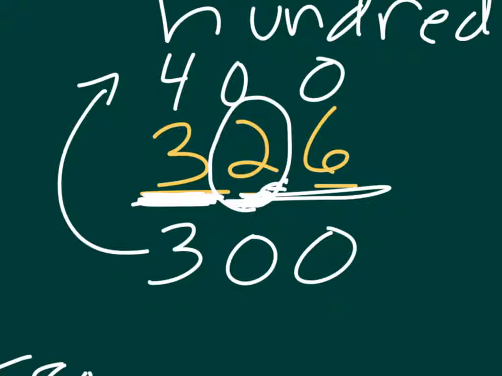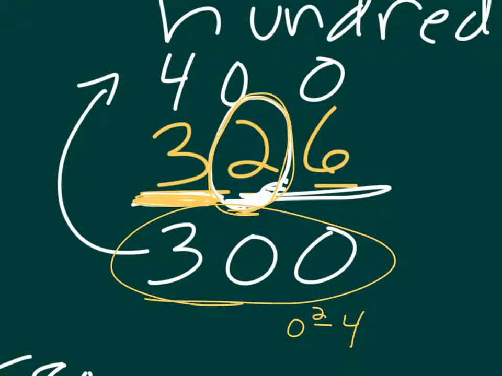As I've already done, I've underlined the place value I'm rounding to, the hundreds, circled the tens place, and this tens place is going to tell me to round up or down. I could say my rhyme if I want to. 0 through 4, hit the floor. That is 0 through 4. It's a 2. So it's going to round down to 300.